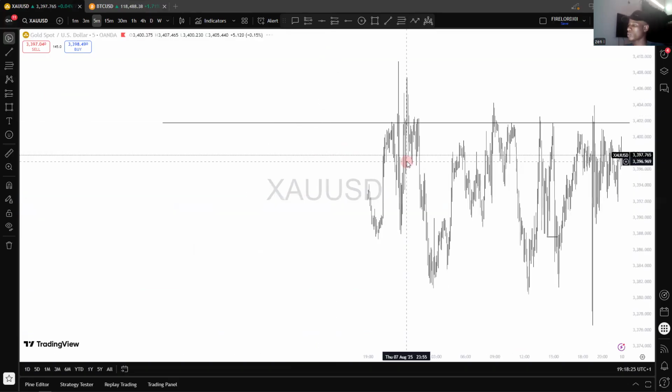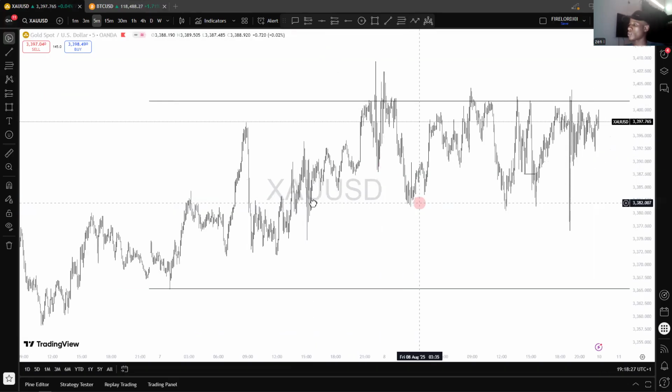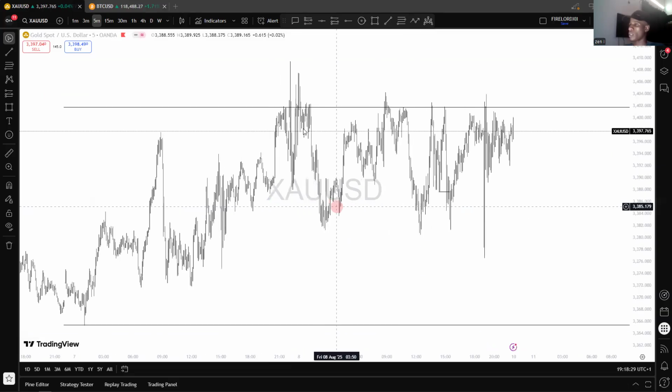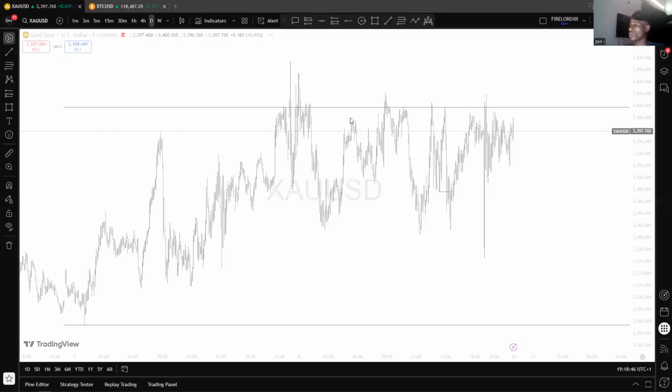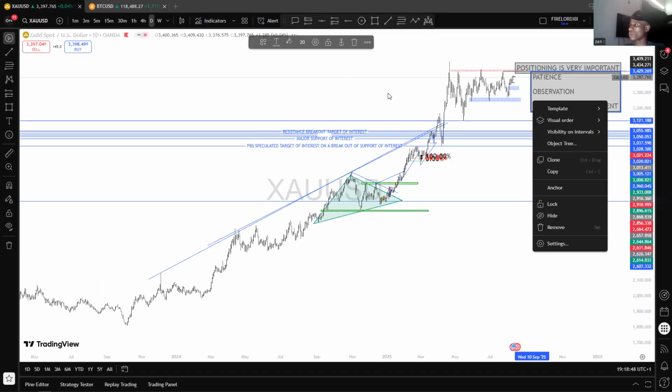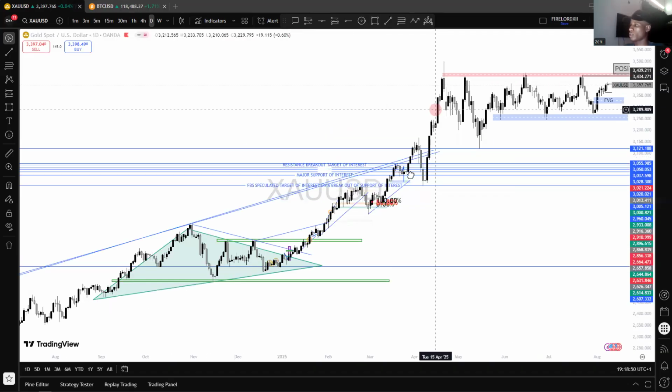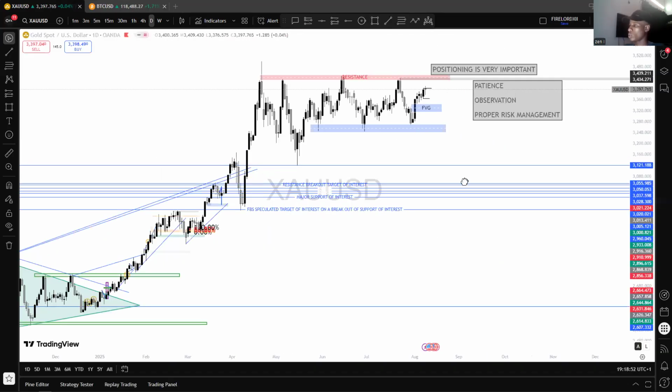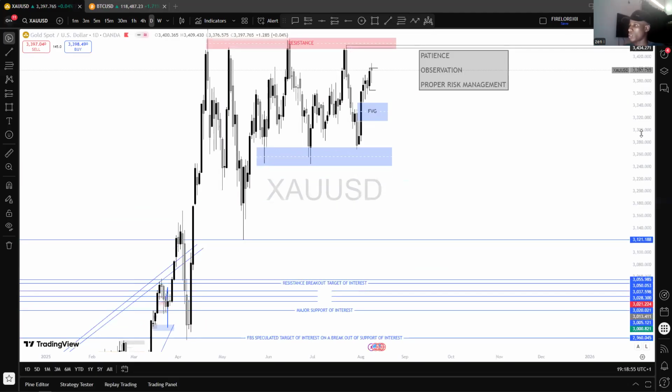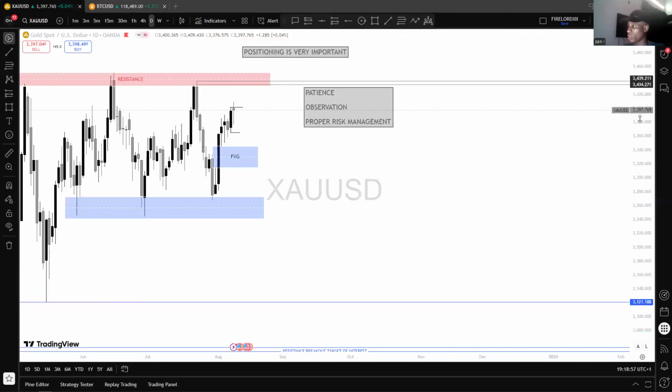Was there structure? No, we did not get any of our structure on that daily. Friday's candle swept the previous daily candle and closed inside it, but we didn't get our usual type of structure. So we're just going to do our thing the way we do it. Positioning is very, very important as a trader.